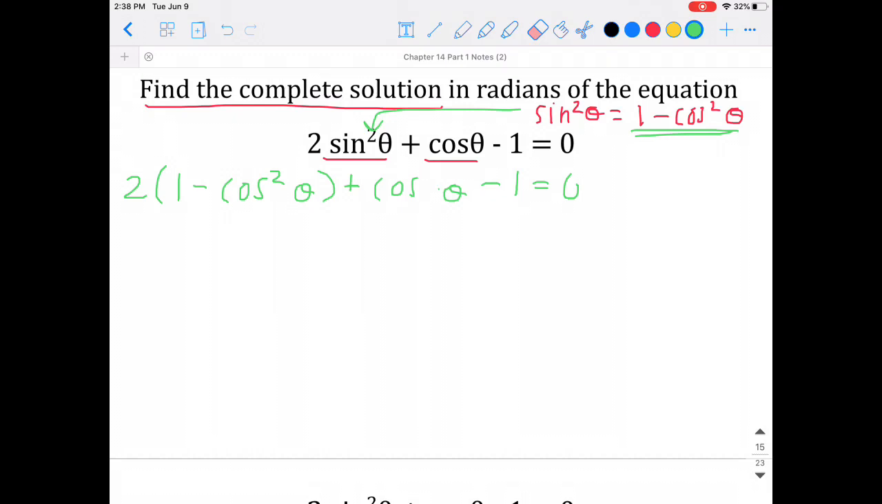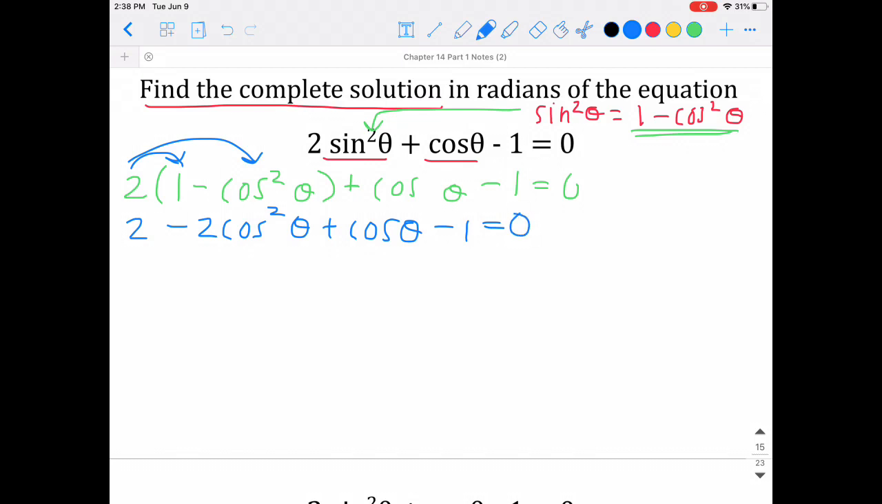Just cosine theta minus 1 equals 0. So now we're just going to think about this like a quadratic function. To solve, we're going to distribute this 2 to both of our terms. So we have 2 minus 2 cosine squared theta plus cosine theta minus 1 equals 0.